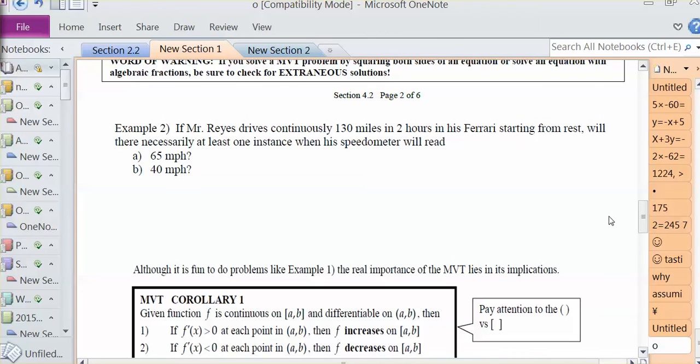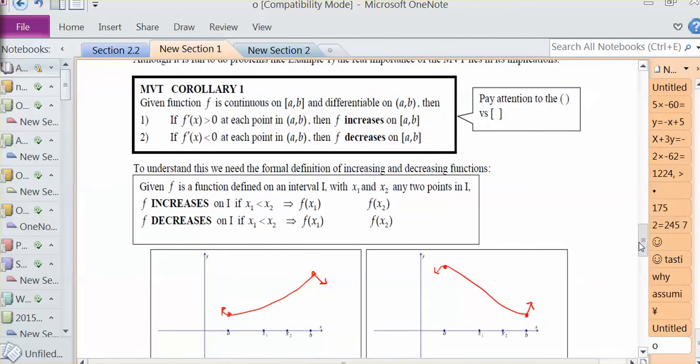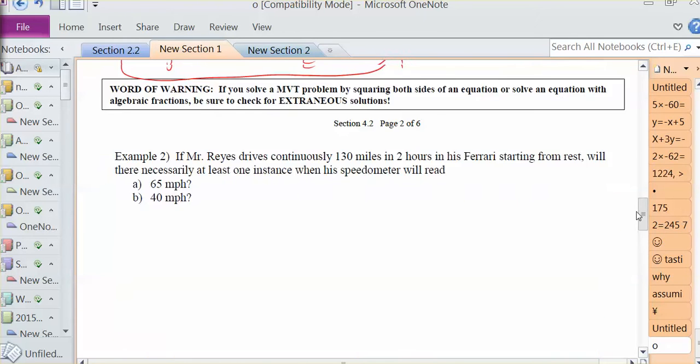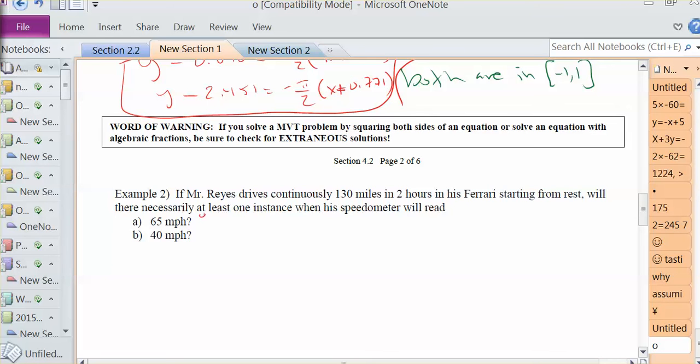Okay, so for example 2, you're asked if this driver drives continuously for 130 miles in 2 hours, will there be at least one instance when its speedometer will read 65 miles per hour or 45 miles per hour? Now, as we know about MVT, whatever value you have is going to equal the average rate of change at least once. So the answer is yes for both. And as for your reasoning, you want to apply MVT to whatever our position function is.